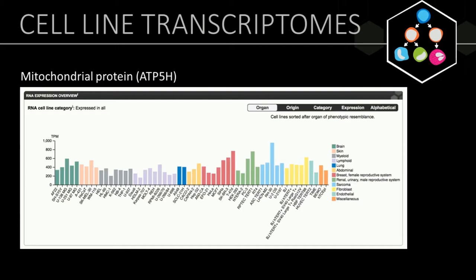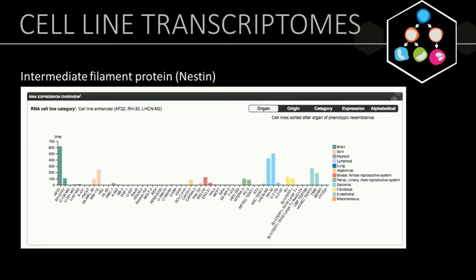in our panel. But if we look at another protein, such as an intermediate filament protein, nestin, then we can see that the expression is much more selective, and this gene belongs to the category cell line enhanced. So this is a very good tool to use if you want to look for a suitable model cell line for your experiment, or if you want to see if your protein of interest is expressed in the cell line that you're working with.